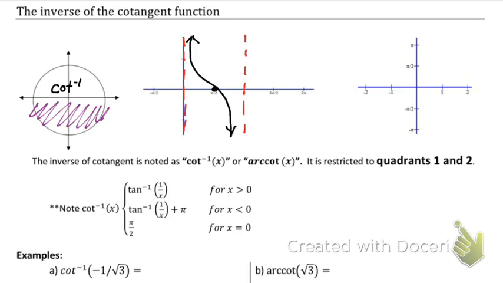All right, let's go ahead and graph our inverse of cotangent. We're going to change our vertical asymptotes to horizontal asymptotes. We still are in the middle, and we're still going to go downhill, so it's going to look something like that. All right, that is our cotangent inverse graph.